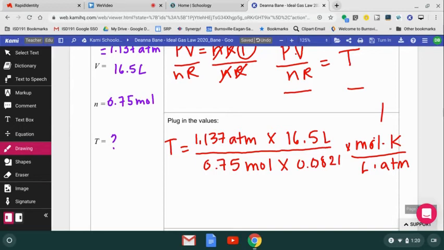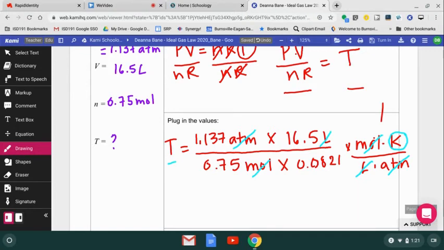All right, so we've got atmospheres on the top, atmospheres on the bottom. We have liters on the top, liters on the bottom, moles on the top, moles on the bottom. So the only unit that we're left with is K, which is a temperature unit. All right, the next step then is to go ahead and put these numbers into the calculator.